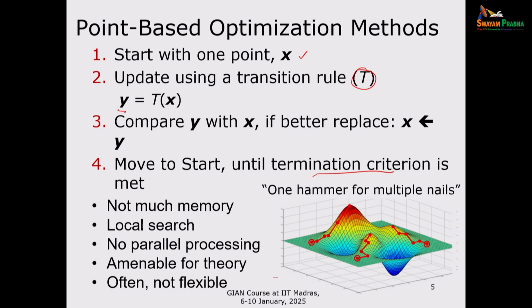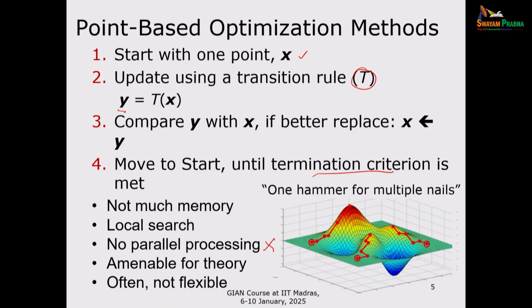Not much memory is needed. You just need to store two solutions, x and y, but it has this local perspective because it doesn't see the entire space. It's just a local thing. It depends on t, how broad your t function is. And no parallel processing. If you have 10 processors, you don't know what to do with them, because you just need to evaluate two solutions, x and y. So they are not very friendly with parallel processing.